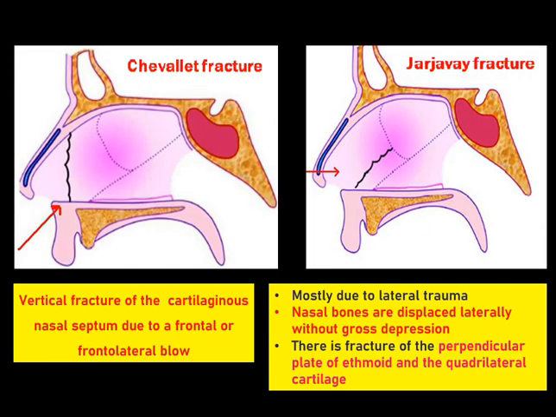Now coming to septal fracture and the Jarjavay fracture. Septal fracture has already been described. Just to recapitulate, this is a vertical fracture of the cartilaginous septum due to frontal or frontolateral blow. Whereas Jarjavay fracture is mostly due to lateral trauma. Nasal bones are displaced laterally without gross displacement. There is fracture of the perpendicular plate of the ethmoid and the quadrilateral cartilage.